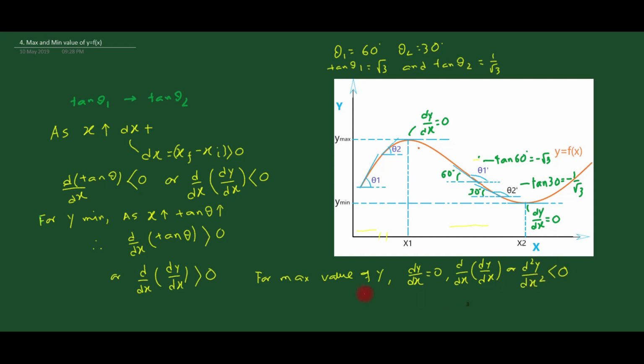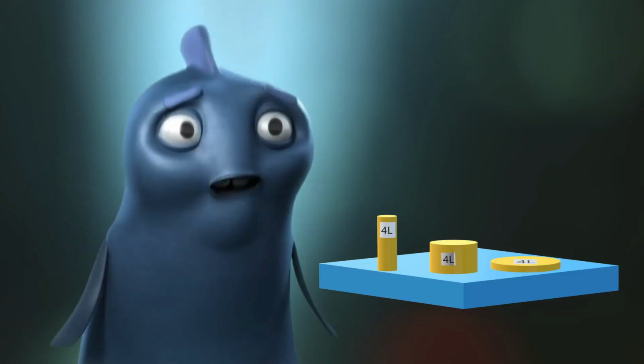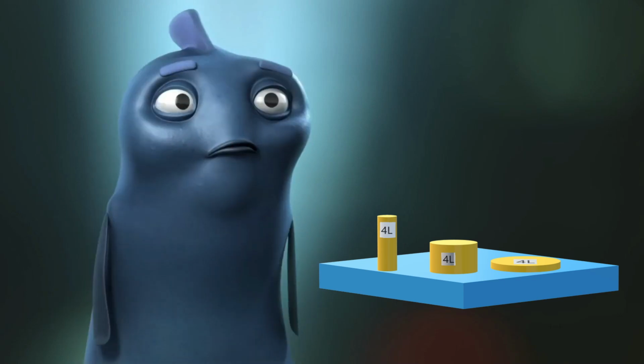And for the minimum value of y, first of all, dy by dx has to be 0, and then d2y by dx square, as we have discussed here, should be greater than 0. Okay, so these two. Answer to the container problem is height equal to diameter. See the next video for solution.